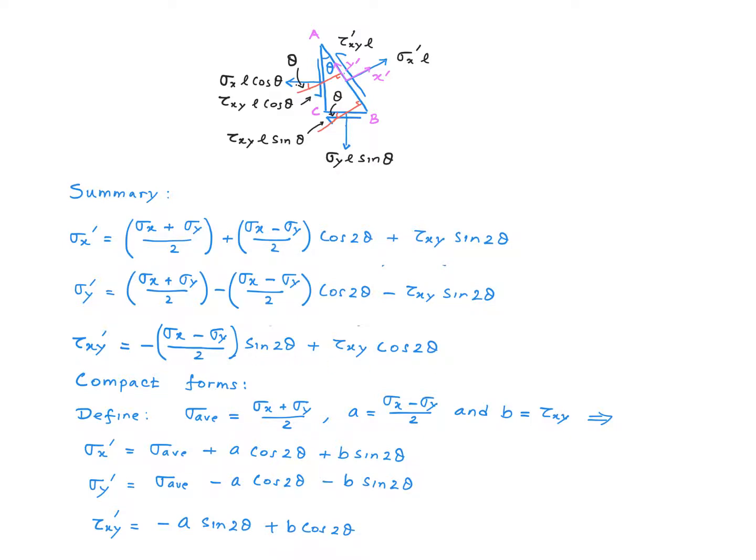Here is a slightly more compact form, and here we define three different parameters. The first one we will call sigma average. Sigma average is sigma x plus sigma y over 2. And then the second parameter, little a, which is sigma x minus sigma y over 2. And the third parameter is little b, which is tau xy. In terms of these three parameters, these are the three equations that we are interested in.